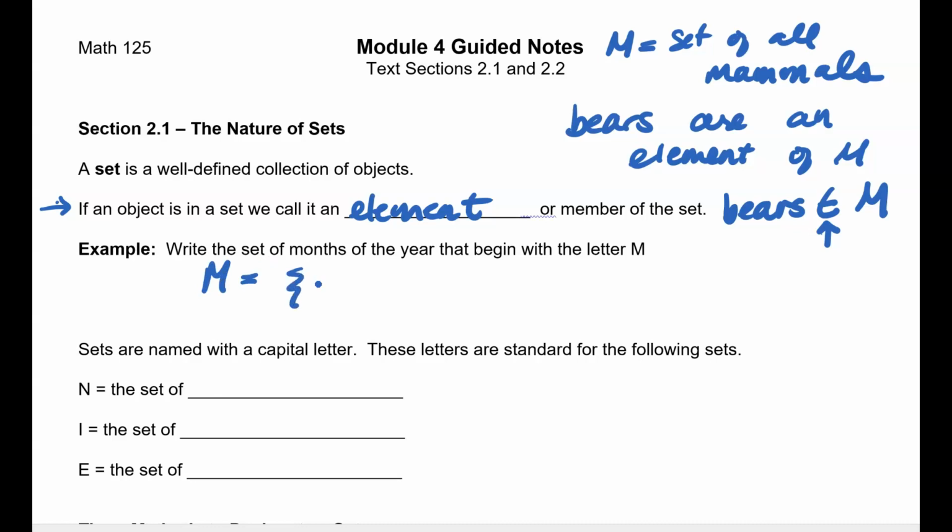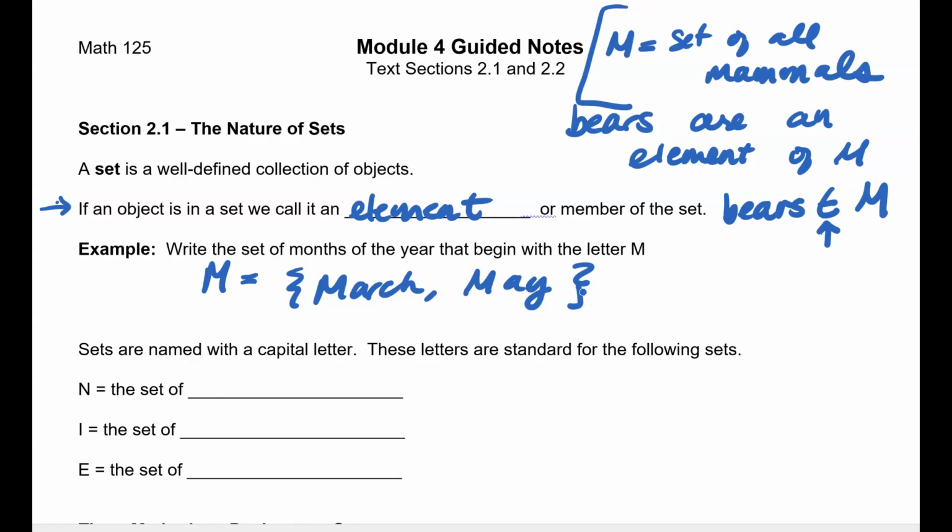So what's in that set? Notice up here, I described the set with words. I just wrote out set of all mammals. Here, I'm not actually going to describe it. What I'm going to do is use brackets, and I'm going to list out the elements in that set. So the months of the year that begin with the letter M are March and May. So this set has two elements, March and May, and I can put them in any order. And then I use a comma to separate the different elements within that set.